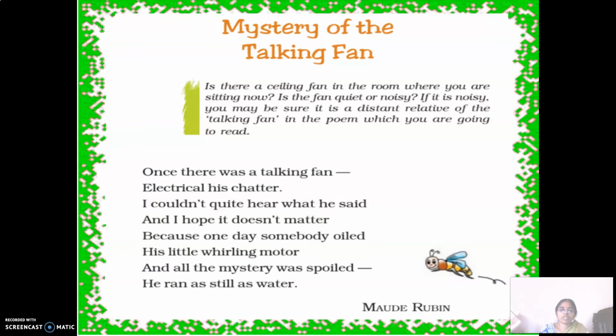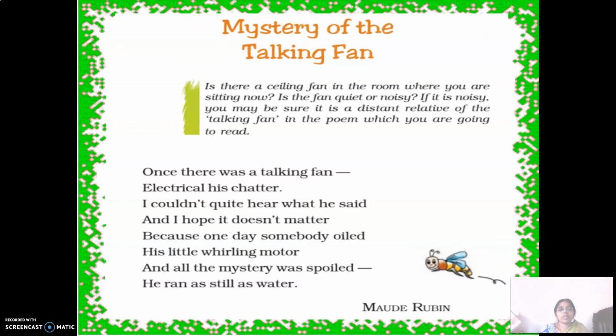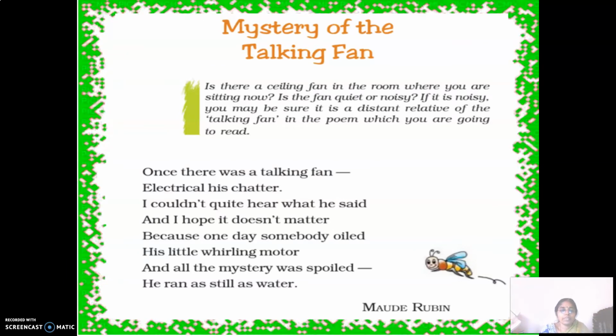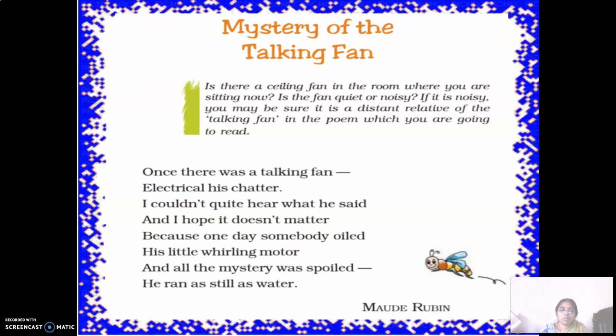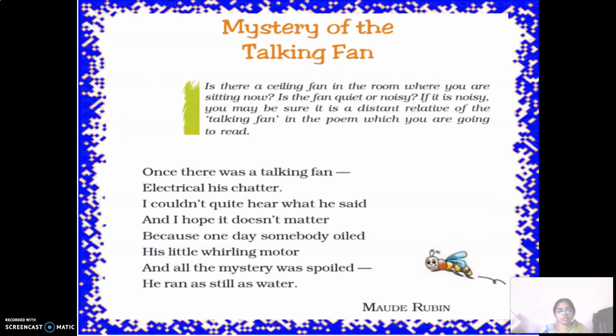Once there was a talking fan. Electrical his chatter. I couldn't quite hear what he said, and I hope it doesn't matter because one day somebody oiled his little whirling motor and all the mystery was spoiled. He ran as still as water. Again, dear, once there was a talking fan.